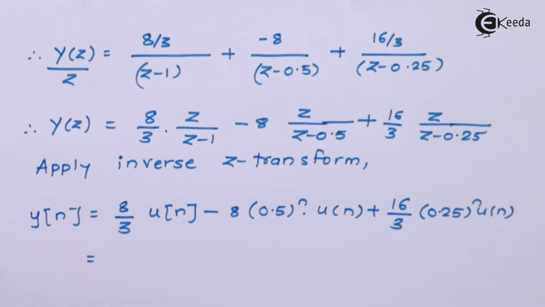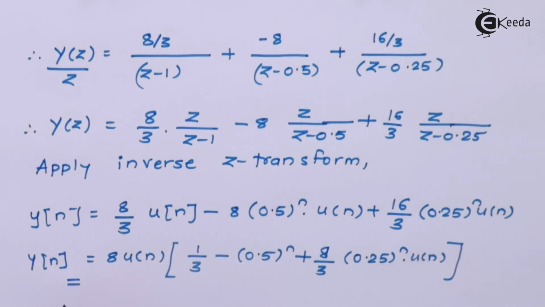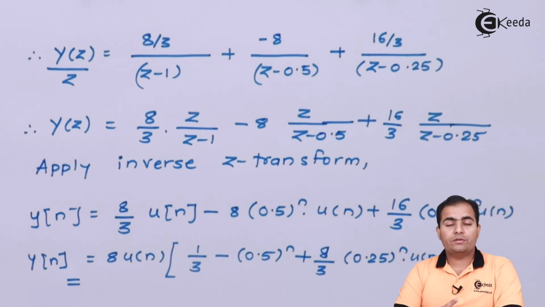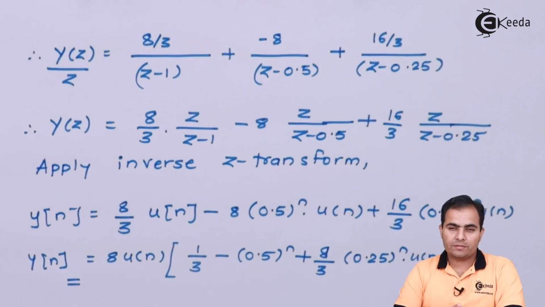Now if you want, then you can take u of n common. I'm also taking 8 common from this whole equation, and this is nothing but the inverse Z transform of the given function. Now in this question we have solved two different things. First one is impulse response, and second one is step response. Impulse means directly apply inverse Z transform on the given function X of z, but while calculating step response, we first have to substitute the input as u of n, and then multiply the Z transform of u of n on the right hand side, and then go for inverse Z transform, you will get the step response.